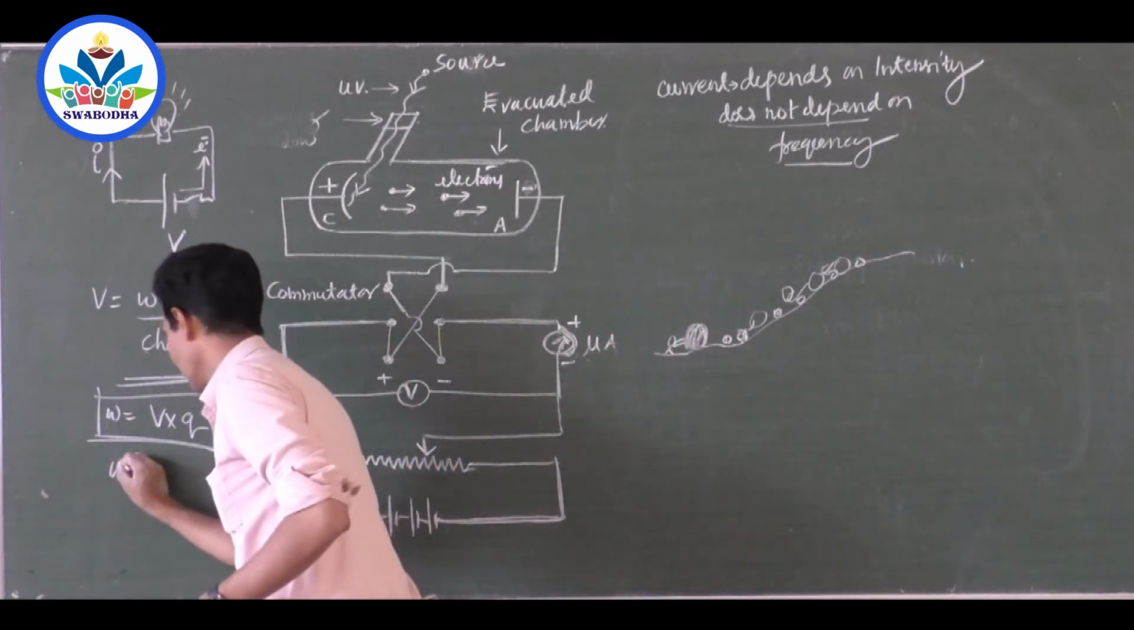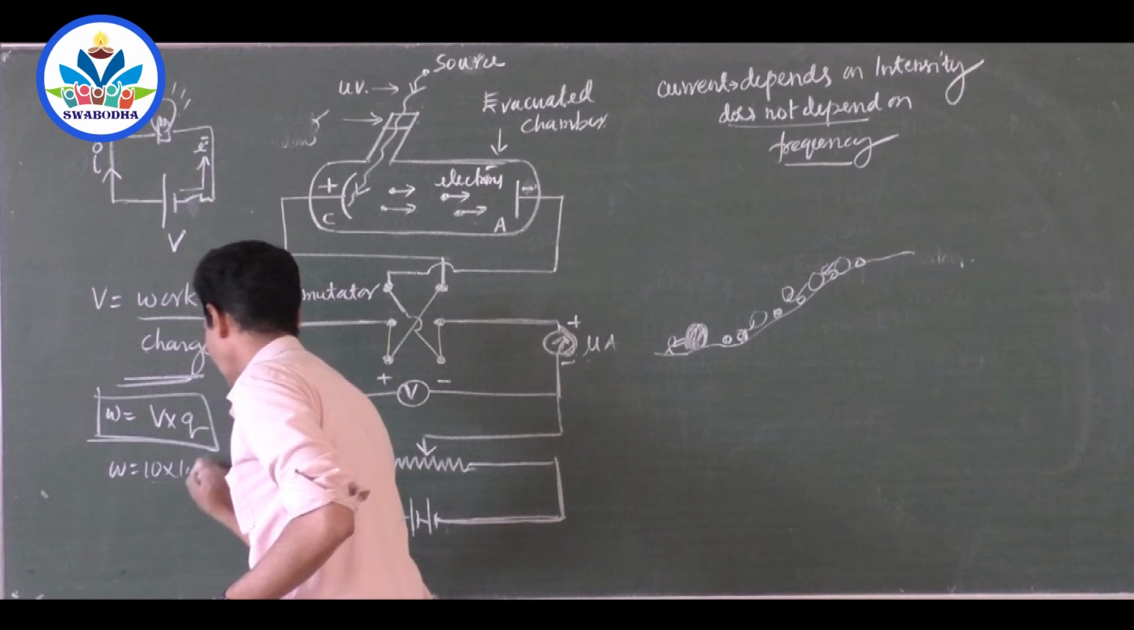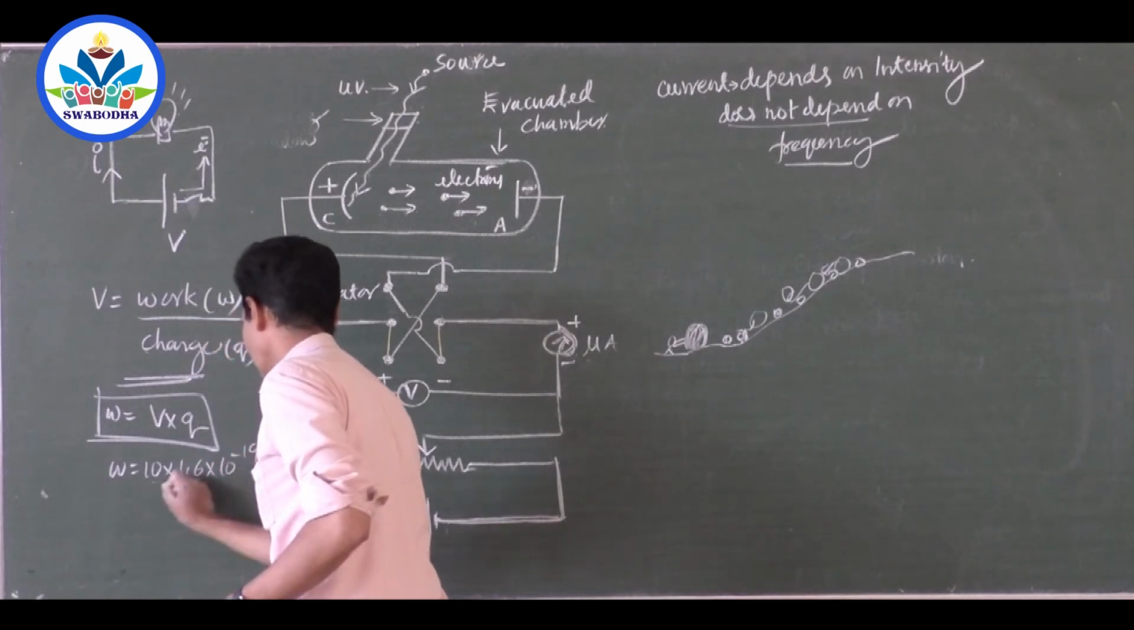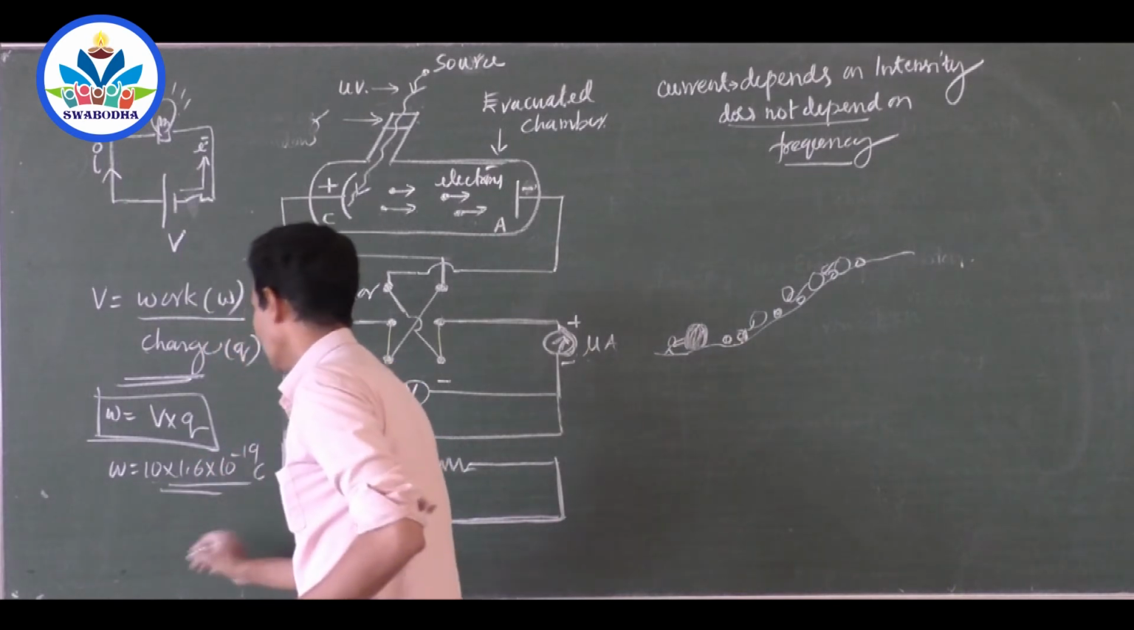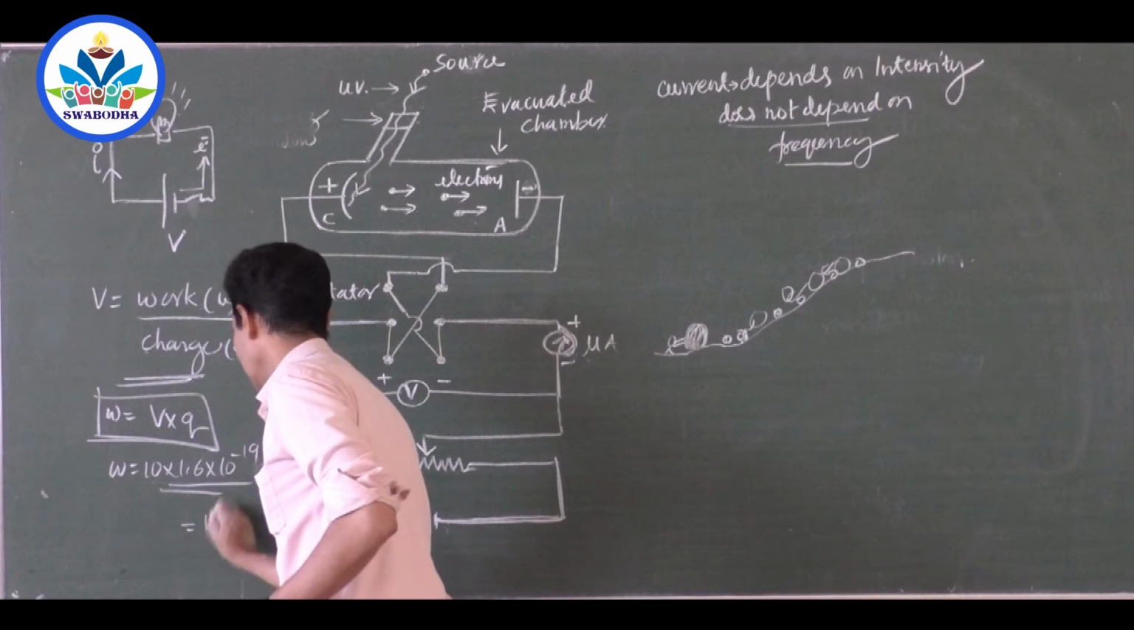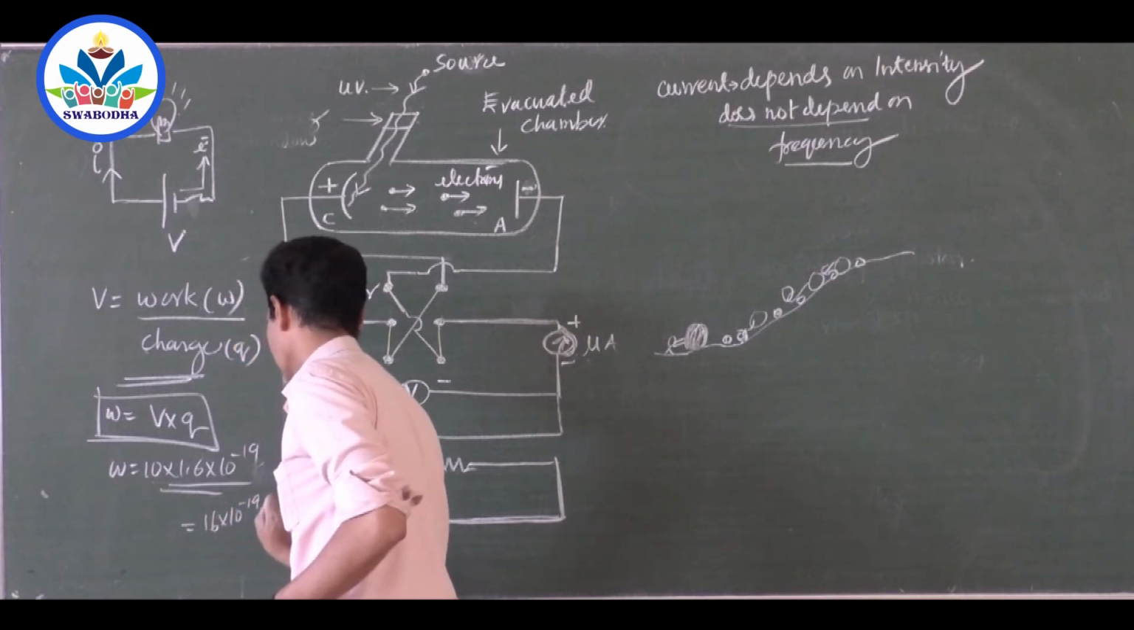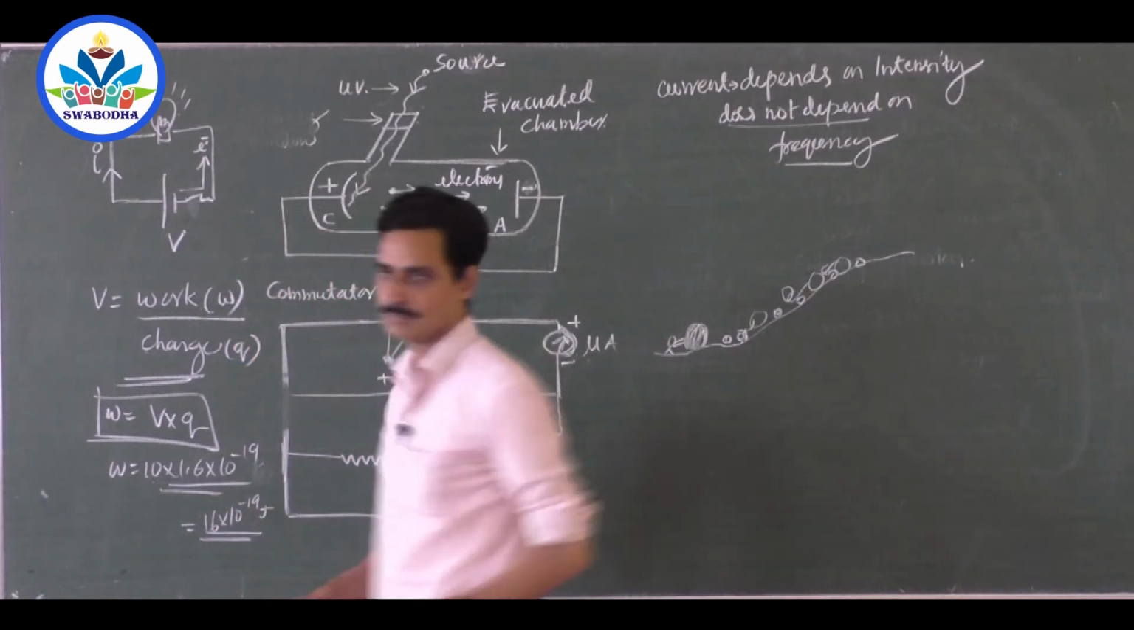If the potential difference of the battery is 10 volt and if it sends 1 electron, the charge of 1 electron is 1.6 × 10^-19 coulombs, then the work done is 16 × 10^-19 joules. This is the work done by the cell.